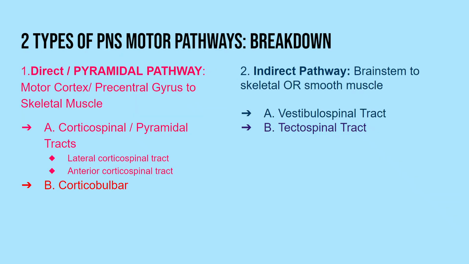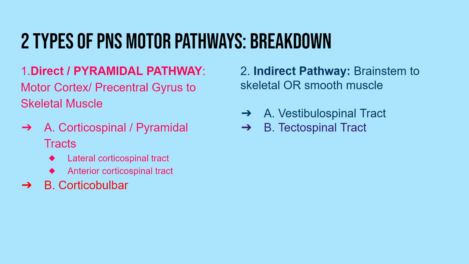And then there are two main types of peripheral motor pathways. This is just a breakdown of the different types and subtypes. There are direct or pyramidal pathways, or indirect pathways. Direct pathways always go from the motor cortex of the brain, or the precentral gyrus, to skeletal muscle, while the indirect pathways go from the brainstem to skeletal or smooth muscle.